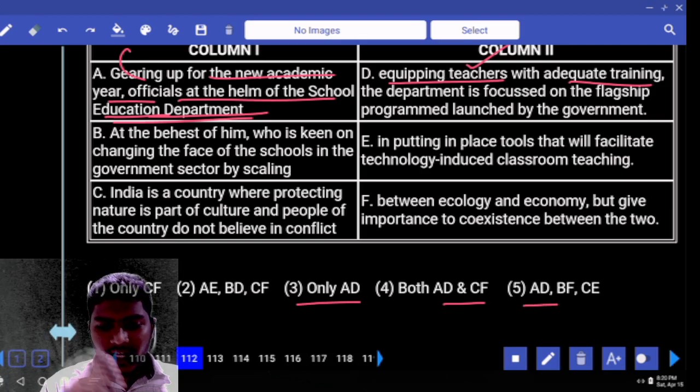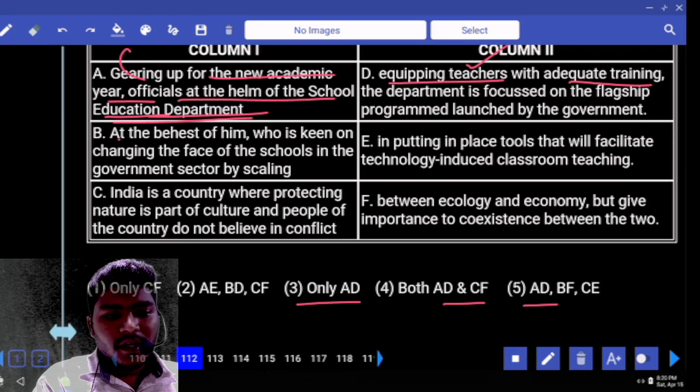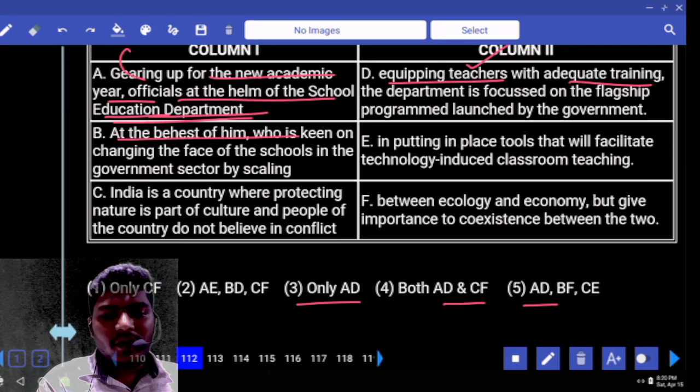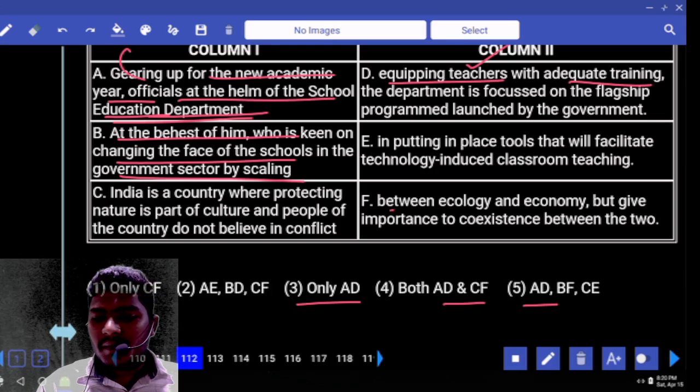We have AD. Let us check with B. B: at the behest of him who is keen on changing the face of the schools in the government sector by scaling, what? By scaling between ecology and economy.